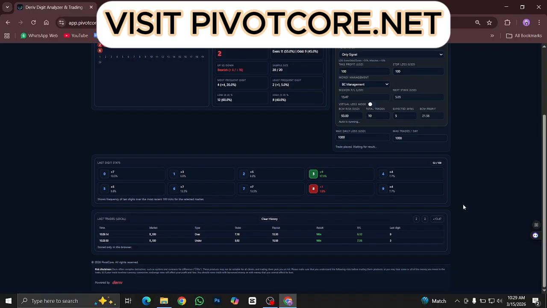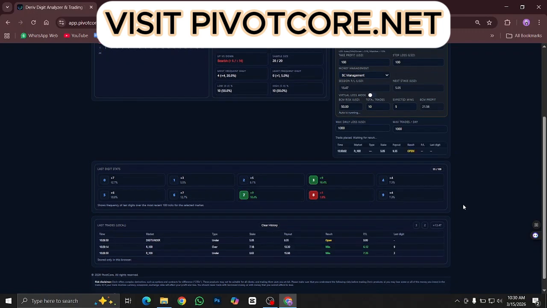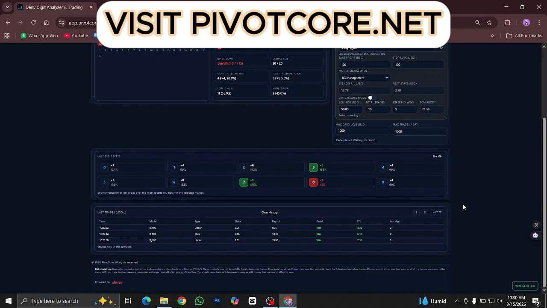In this session, I'm focusing on a very popular and effective method, the 4 over and 5 under strategy. This is a digit-based strategy where we predict the last digit of the tick. By setting the bot to 4 over, we win if the digit is 5, 6, 7, 8, or 9. Conversely, with 5 under, we win if the digit is 0, 1, 2, 3, or 4.